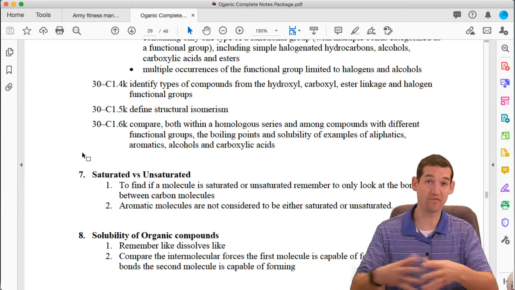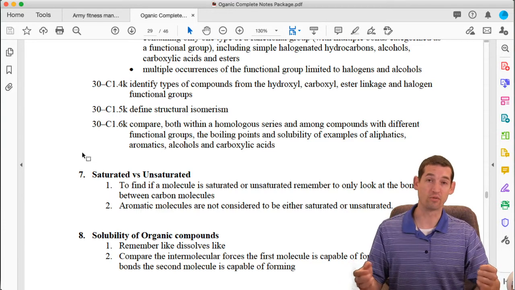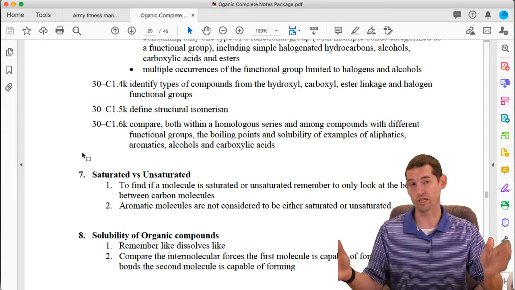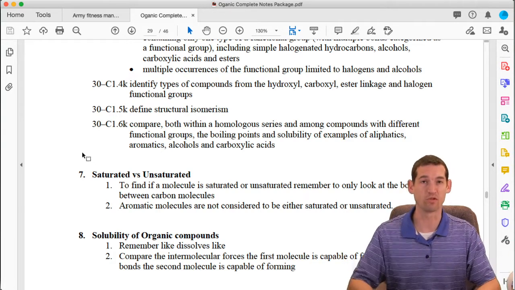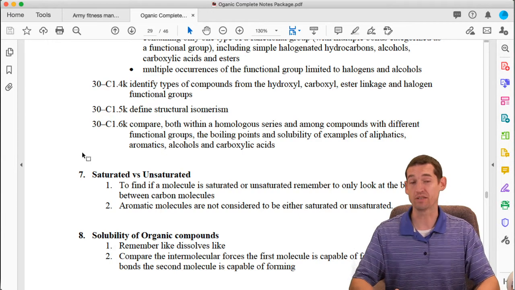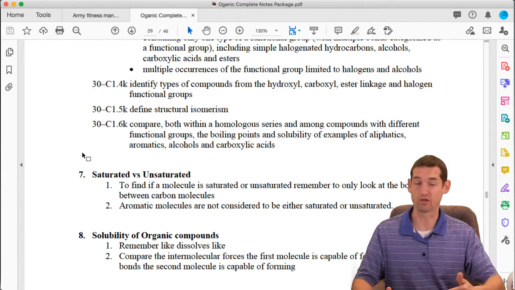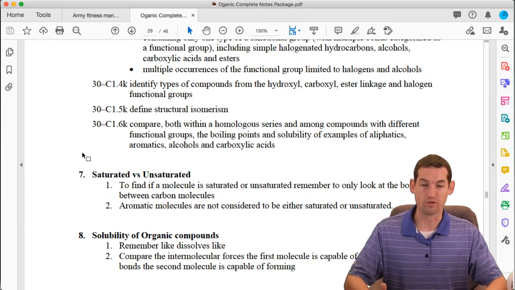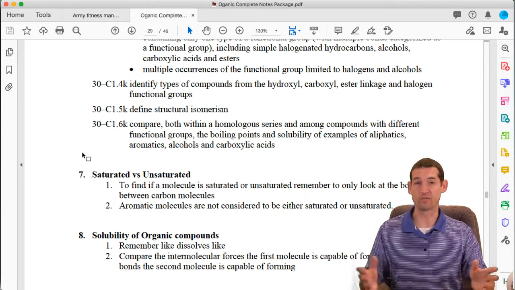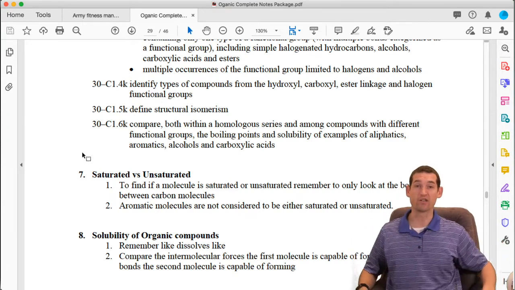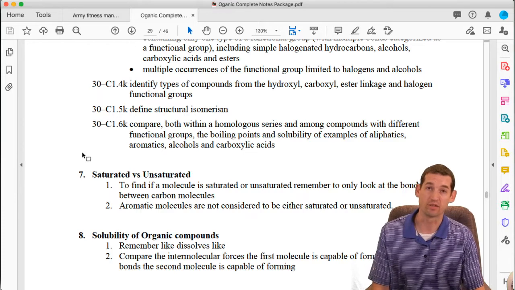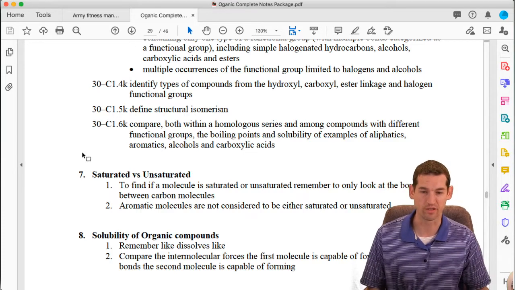So within a family, you should remember that the bigger the molecule gets, the more carbon it has, the higher its boiling point is going to be. And typically, if we're talking about water, at least as a solvent, their solubility in those polar solvents is going to go down. So that's within a homologous series. That can be for any family. The bigger they are, the higher their boiling points are, and typically the lower their solubility is going to be.